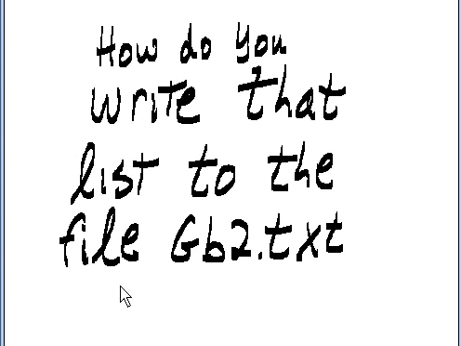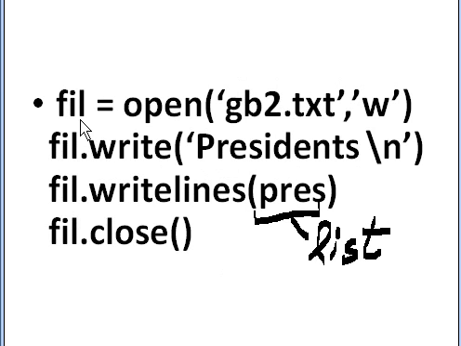How do you write that list to the file gb2.txt? Here you go. file = open('gb2.txt', 'w'). That's for writing. file.write('presidents\n'). That's a carriage return line feed. file.writelines, okay, this is for the list. Parens, pres, that's the name of the list. Then file.close, open close parens.